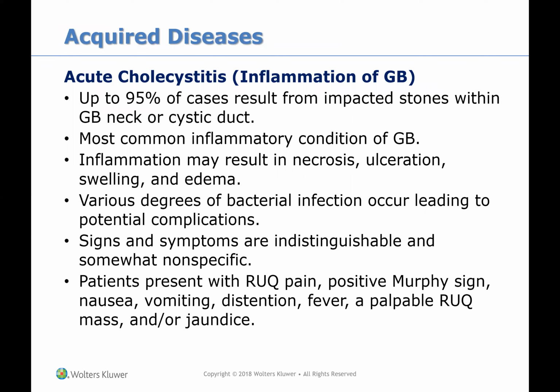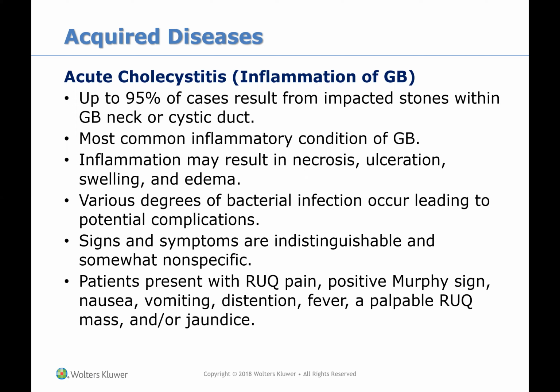Acute cholecystitis, inflammation of the gallbladder. This is when people get so sick. Up to 95% of the cases result from an impacted stone in the gallbladder neck or the cystic duct, the most common inflammatory condition of the gallbladder. Inflammation may result in necrosis, ulceration, swelling, or edema.